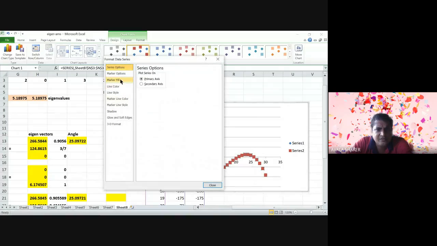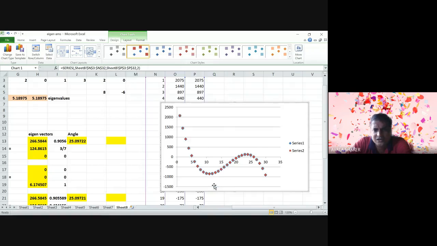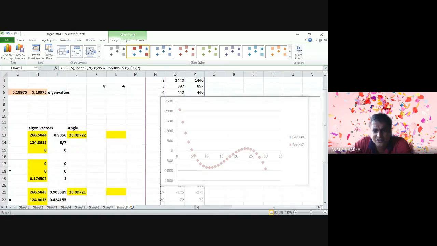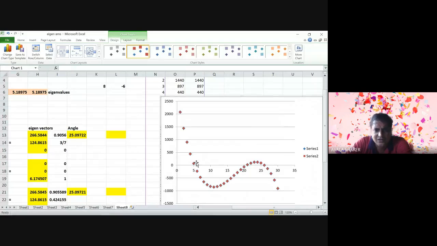Format this. Marker option, built in. You can make it small. And then you can just see where the values are. So this is your graph. So around 5, this is around 20, 21, and between that and here around 26.